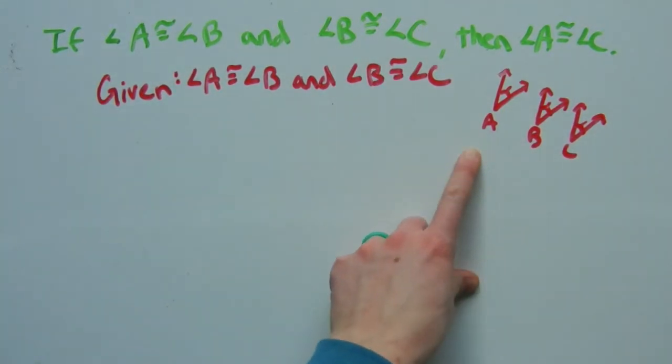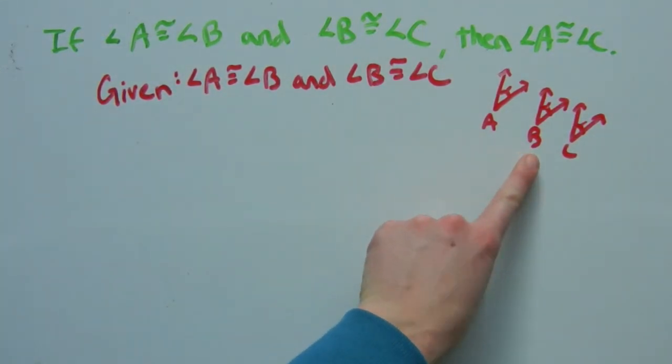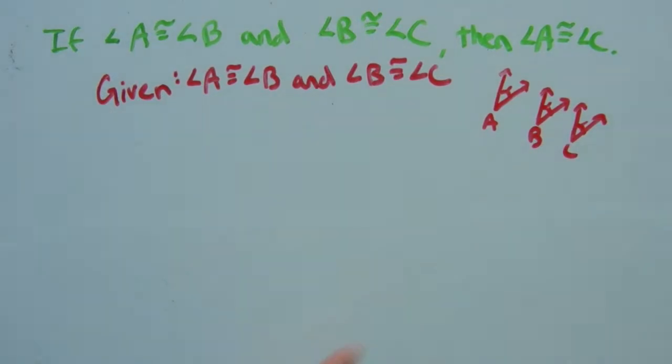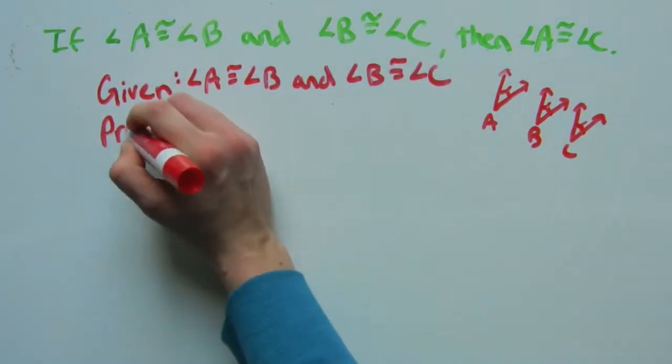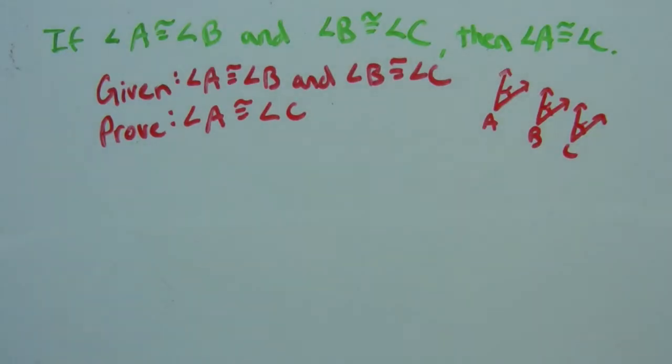Here I have three angles. Angle A is congruent to angle B, and angle B is congruent to angle C. And we need to write down what we need to prove. So we need to prove that angle A is congruent to angle C. Let's go ahead and get started.